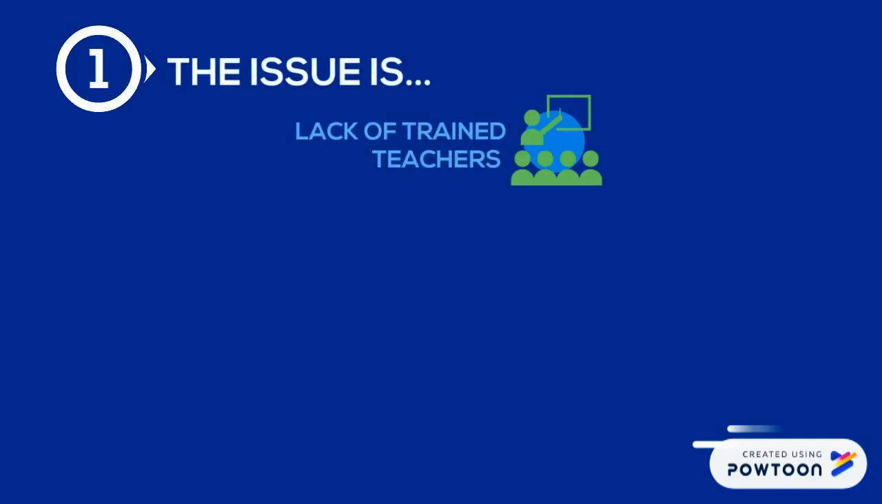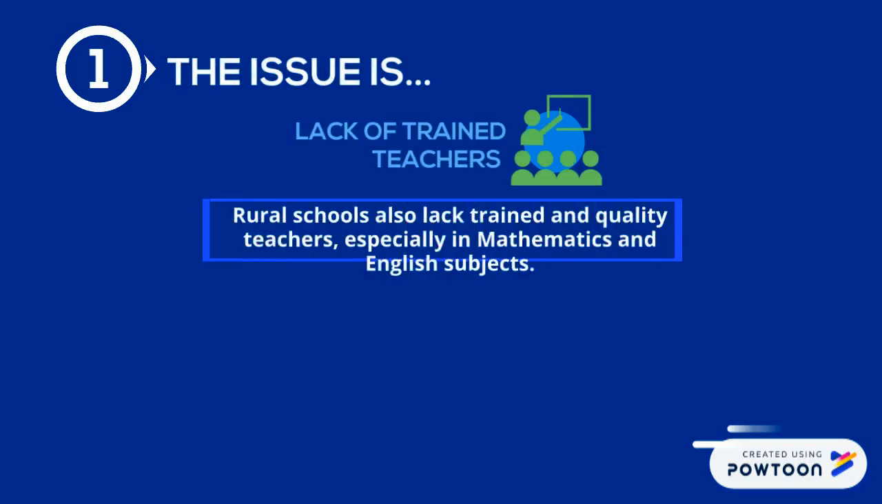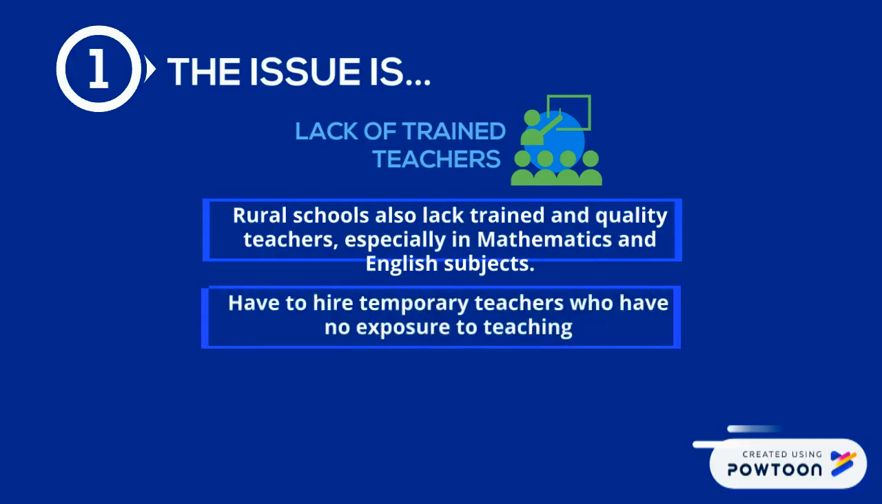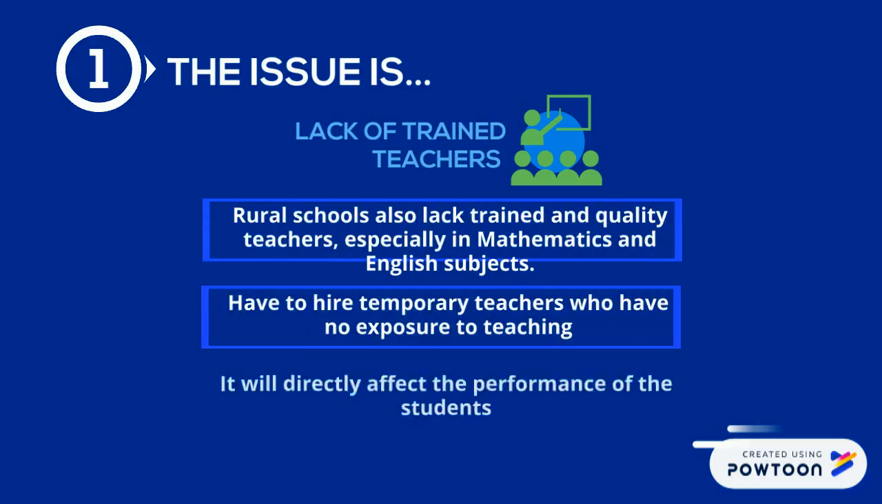Lack of trained teachers. Rural schools also lack trained and quality teachers, especially in mathematics and English subjects. Most schools in rural areas have to hire temporary teachers who have no exposure to teaching and learning sessions that are specific to a subject. Due to the lack of knowledge of the subject being taught, it will directly affect the performance of the students.